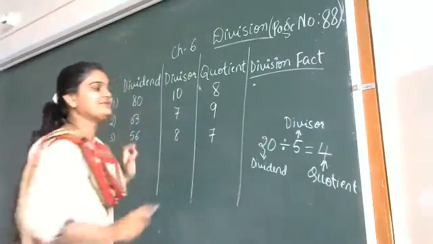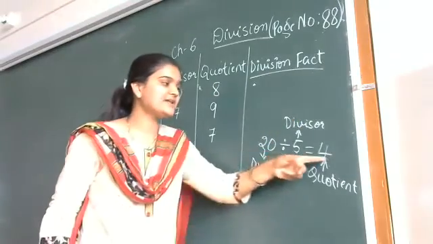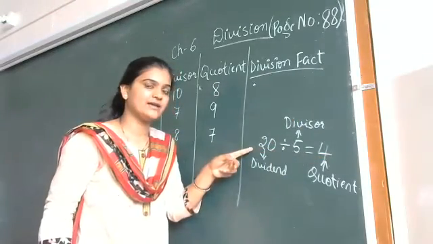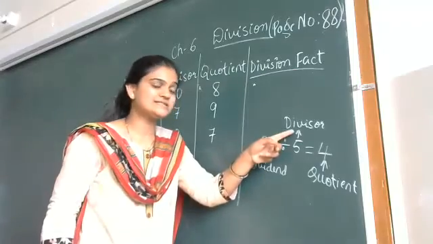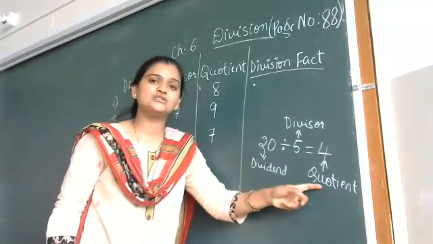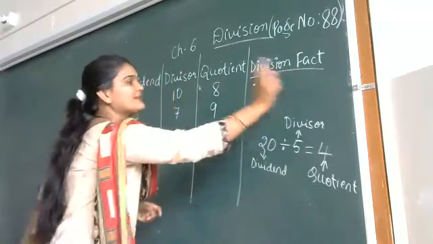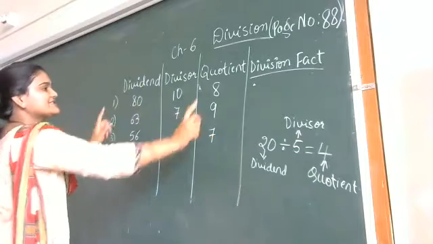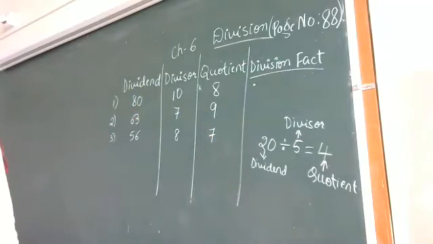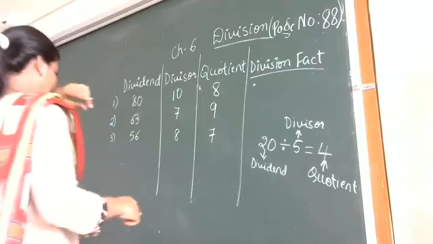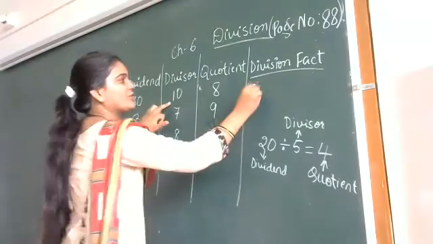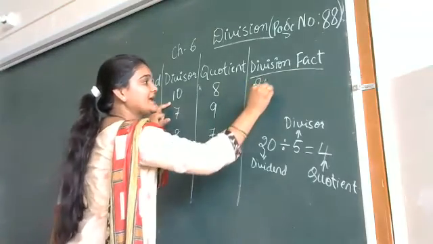How will you write the division fact? This is our division fact. We know what is dividend, what is divisor, and what is quotient. Can you tell me what will be the division fact for these terms? 80 divided by 10. Yes, very good. Write this: 80 divided by 10.